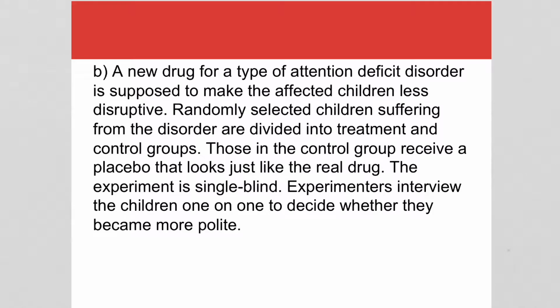B says, a new drug for a type of attention deficit disorder is supposed to make the effect of children less disruptive. Randomly selected children suffering from the disorder are divided into treatment and control groups. Those in the control group receive a placebo that looks just like the real drug. The experiment is single blind. Experimenters interview the children one-on-one to decide whether they became more polite.